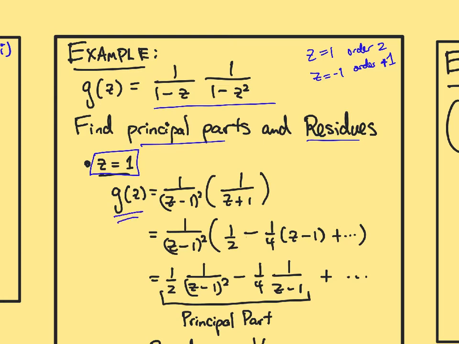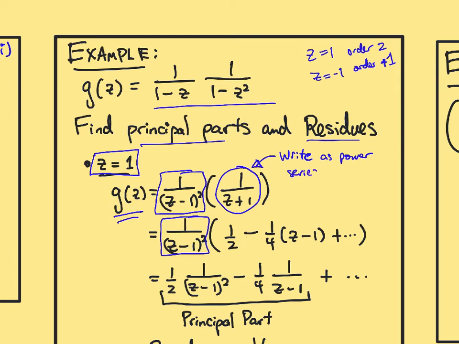Let's see, so g factors as 1 over z minus 1 squared times 1 over z plus 1. And I'm going to factor this piece out and then write what's left as a power series involving z minus 1. So to do that, I would need its value at 1, which is 1/2, and then its derivative at 1, which turns out to be minus 1/4. So this is just the derivative of this thing evaluated at 1. Gives me the minus 1/4 here.